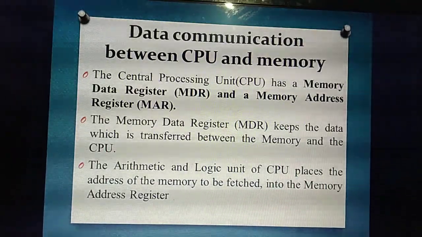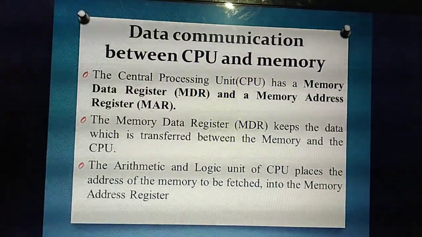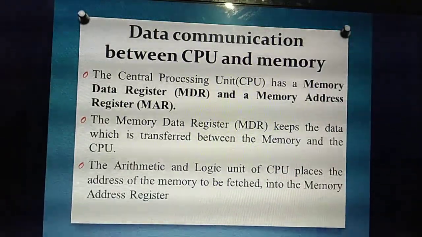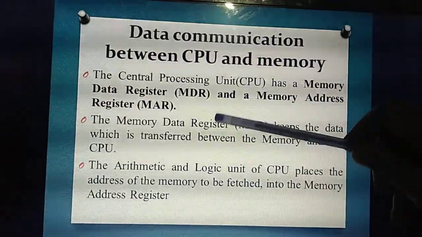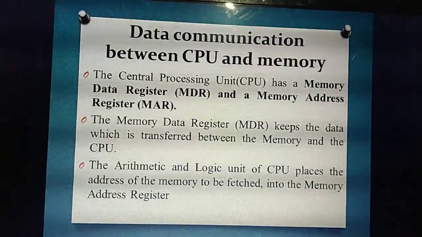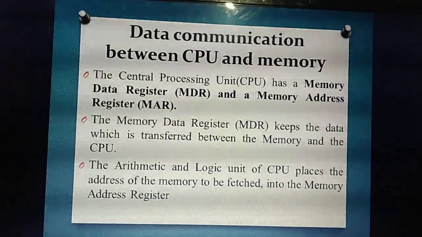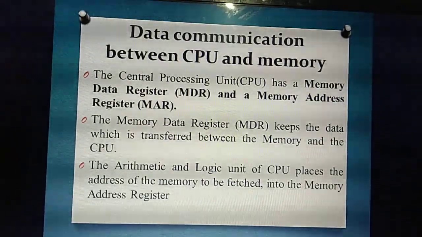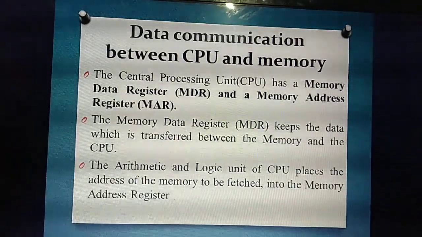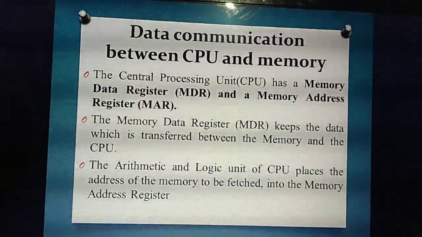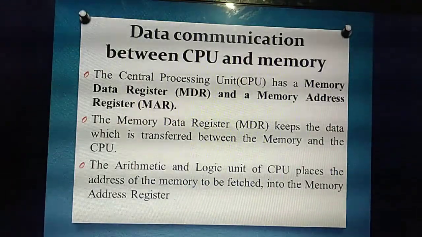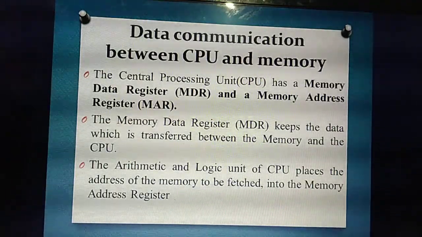So inside the CPU you have two registers. What are they? Memory data register and memory address register. Okay, what's the use of MDR? Memory data. The name itself has data. Memory data register means it will store all the details of the data transferred between memory and the CPU. So the MDR register contains the details of the information you are transferring between memory and the CPU.